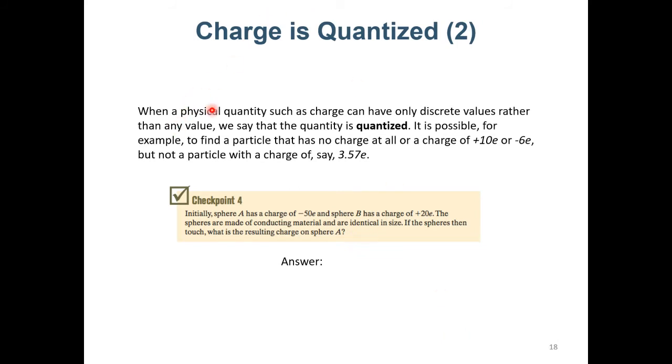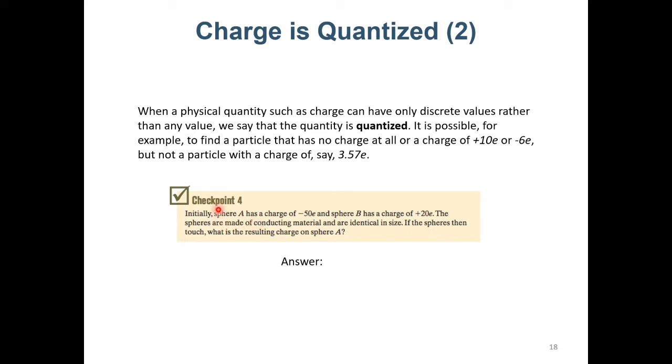So here, there is a simple checkpoint. When a physical quantity such as charge can have only discrete values rather than any value, we say that the quantity is quantized. It is possible, for example, to find a particle with no charge at all or a charge of plus 10e or minus 6e, but not a particle with a charge of, say, 3.57e.